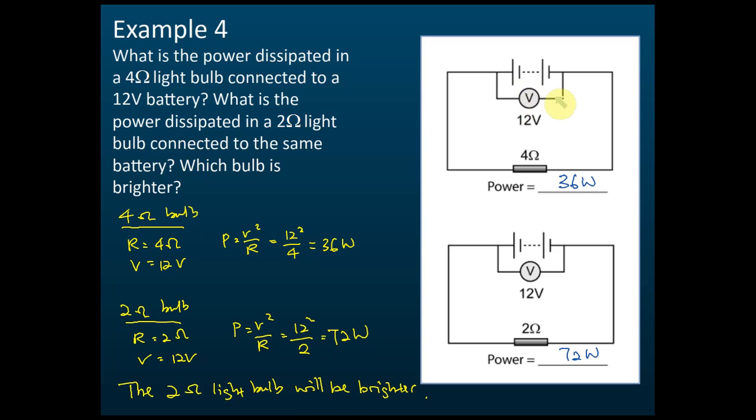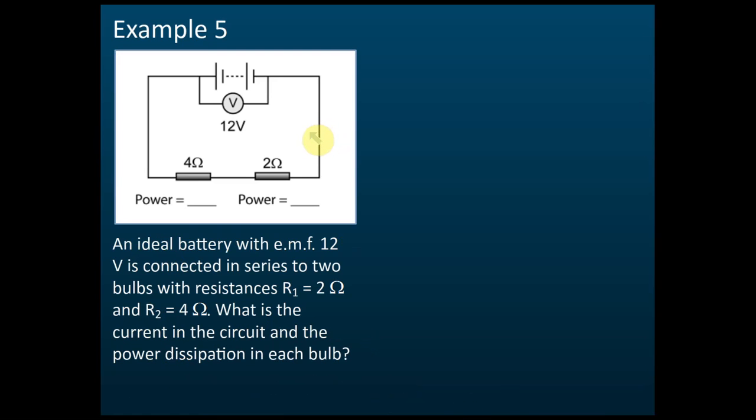Same voltage or same potential difference, lower resistance in the circuit, higher power. So this is comparing power in the circuit. The lower the resistance, the higher the power. 4 ohm, 2 ohm. Now example 5, you will find that this is similar to the previous questions.